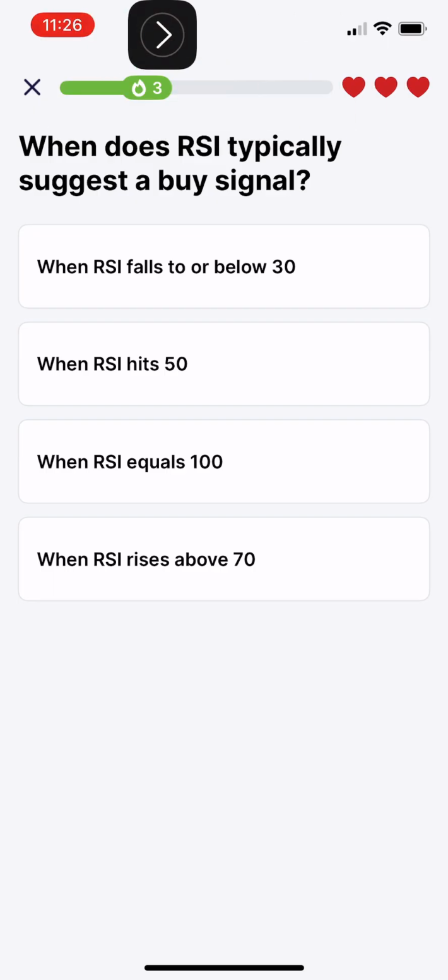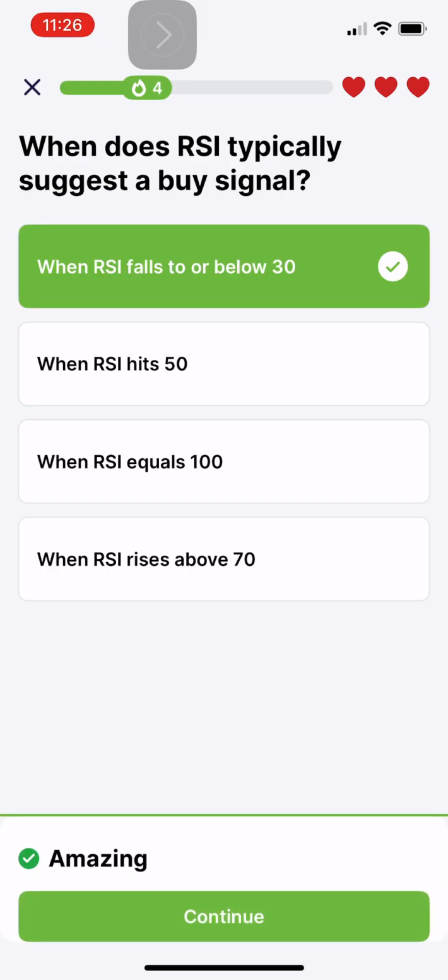Three. When does RSI typically suggest a buy signal? When RSI falls to or below 30, when RSI hits 50, when RSI equals 100, when RSI rises above 70. Amazing.